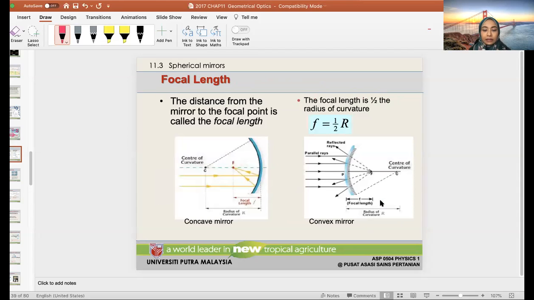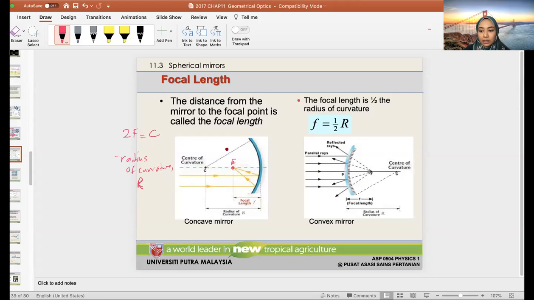Okay, focal length: the distance from the mirror to the focal point is called the focal length. We label it as F. 2F is called the radius of curvature. Here they call it the center of curvature. So there are two names for it, radius of curvature, which you can label as R, or the center of curvature, C.